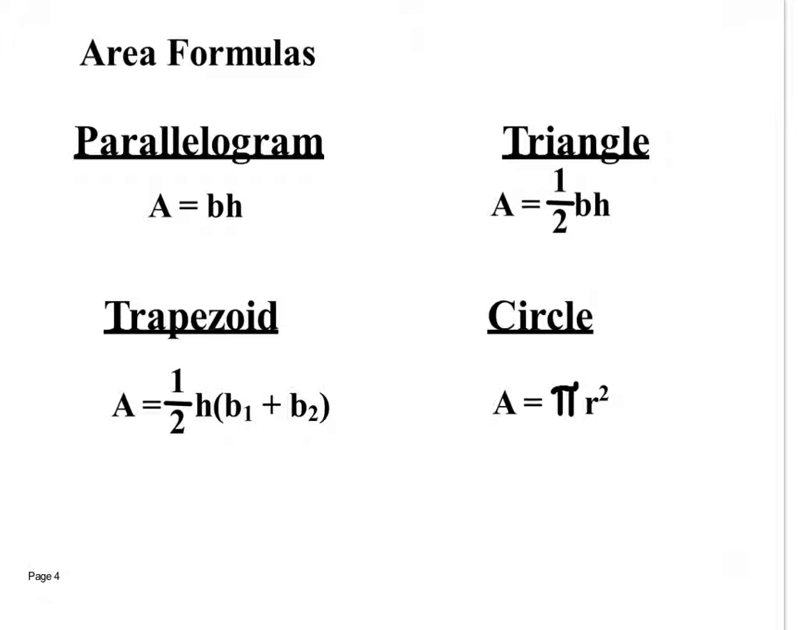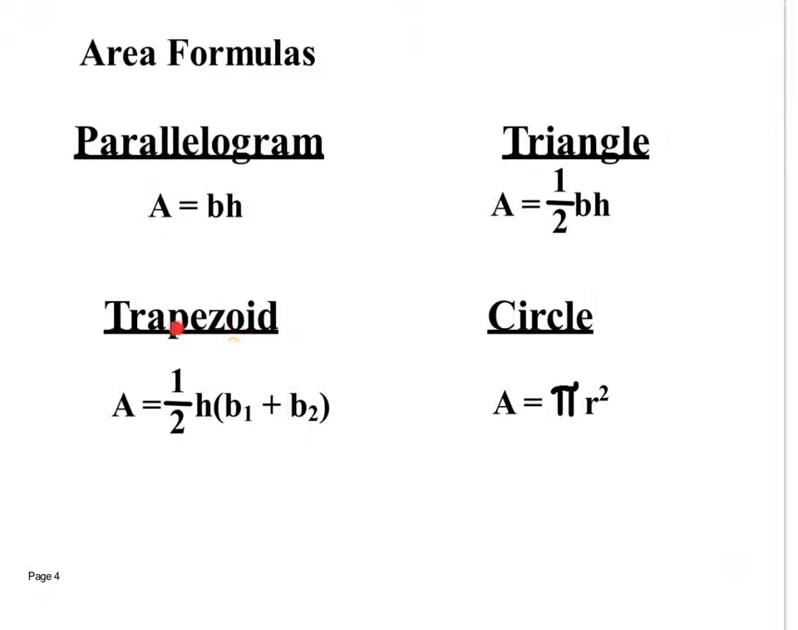These are the 4 shapes that you have to make everything you see into. You have to divide them up into one of these 4 shapes, either a parallelogram, triangle, trapezoid, or circle, because these are the 4 formulas you know. Parallelogram is base times height. Triangle is base times height divided by 2.